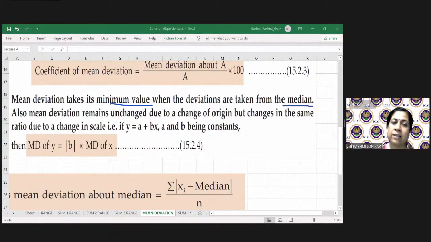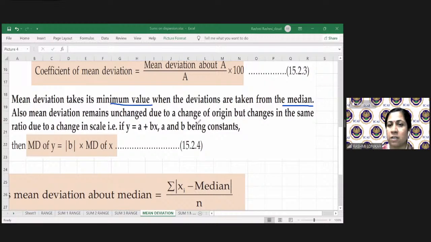Also, like in the case of range, here also mean deviation is unchanged due to change of origin, but changes in the same ratio due to change in scale. So again here, the mean deviation of y will be equal to modulus of b into the mean deviation of x.